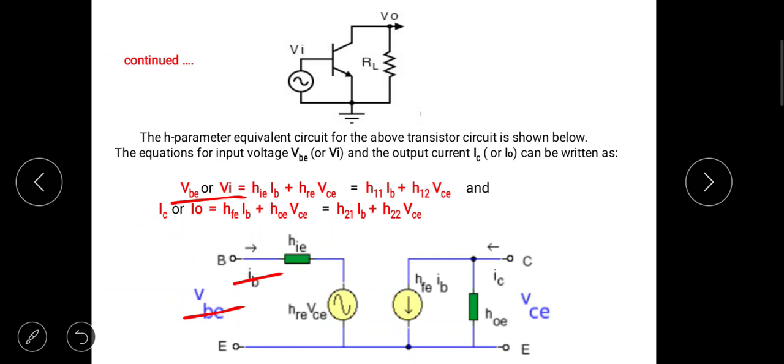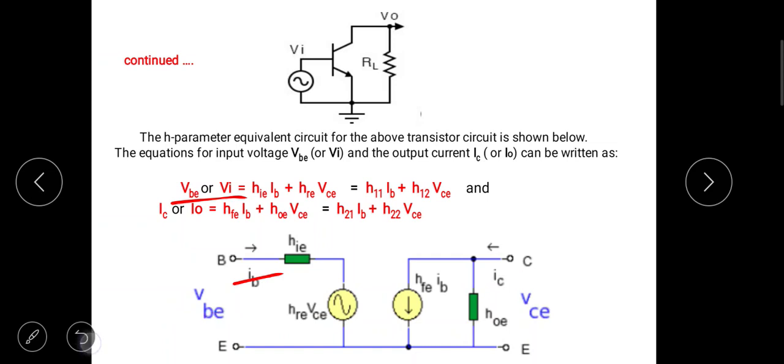Same happens with port 2, this VCE is output voltage or voltage V2, and this IC is output current or current I2. Many times it is also taken as IO. That means IO or IC or I2, they are all indications for output current.